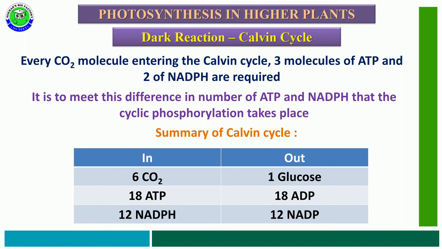In this way, whenever one carbon dioxide molecule participates in the Calvin cycle, it utilizes 3 ATP and 2 NADPH molecules which are formed in the light reaction. At the same time, for the formation of 1 glucose molecule, totally 6 carbon dioxide molecules are required, and the Calvin cycle occurs 6 times, utilizing 18 ATP and 12 NADPH molecules for the synthesis of 1 glucose in the dark reaction, Calvin cycle or C3 cycle.